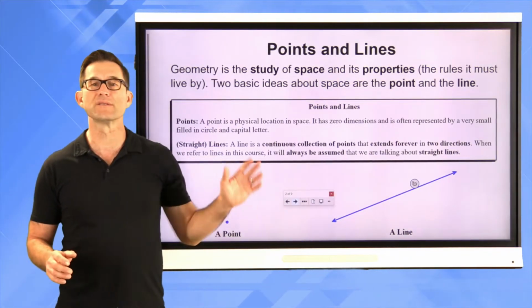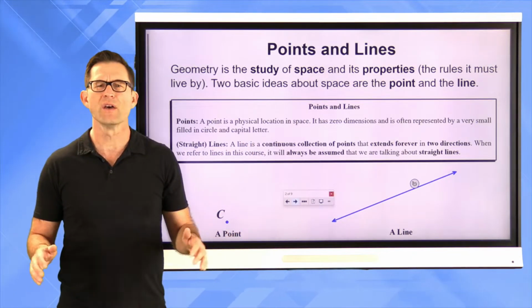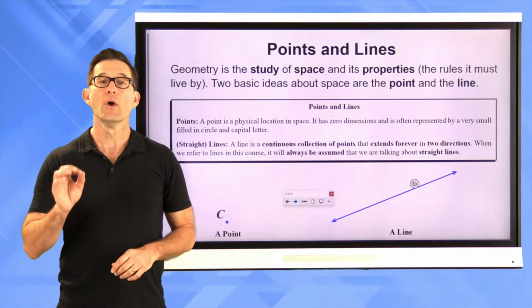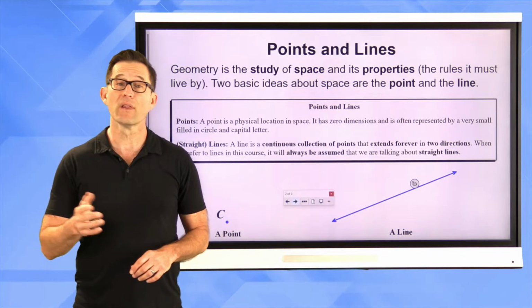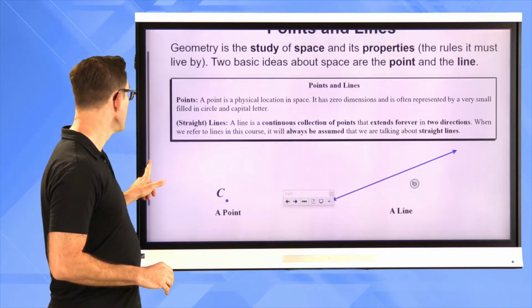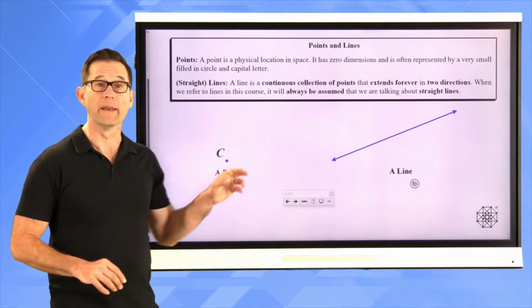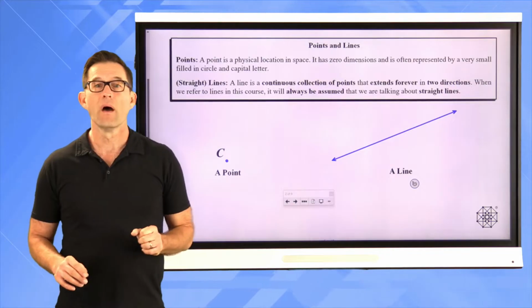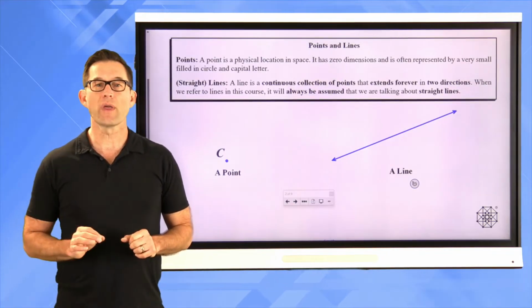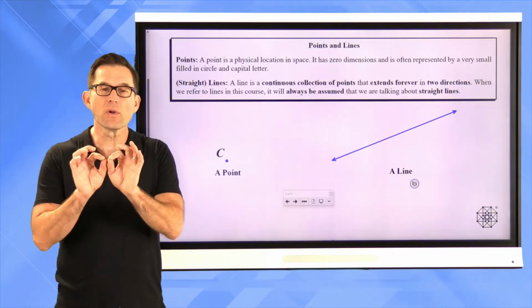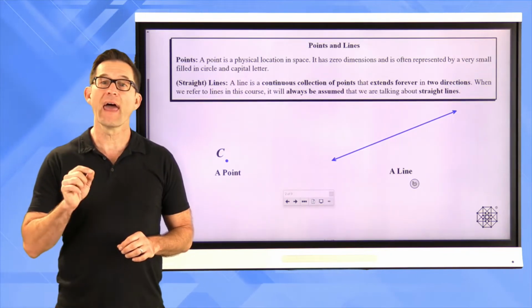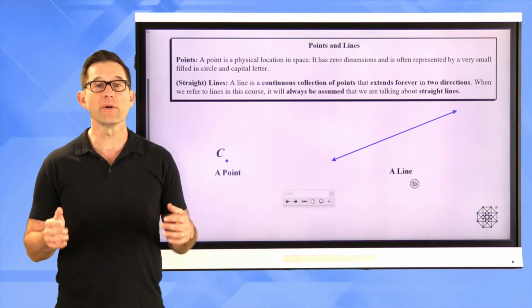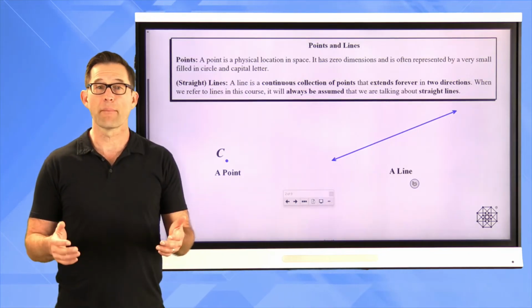Now, geometry is the study of space and its properties, the rules it must live by. Two basic ideas about space are the point and the line. So let's talk about the definitions of a point and a line. Now, points. A point is a physical location in space, an actual location in space. It has zero dimensions, and it is often represented by a very small filled-in circle and a capital letter.